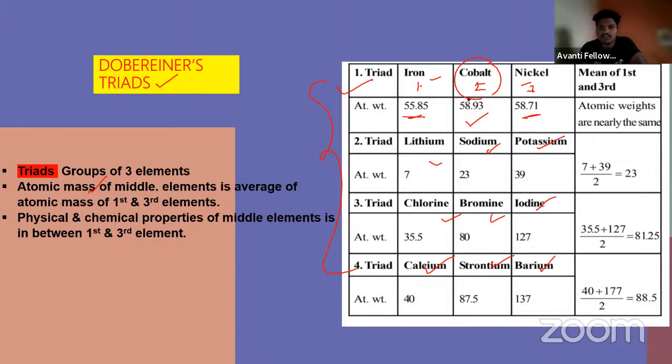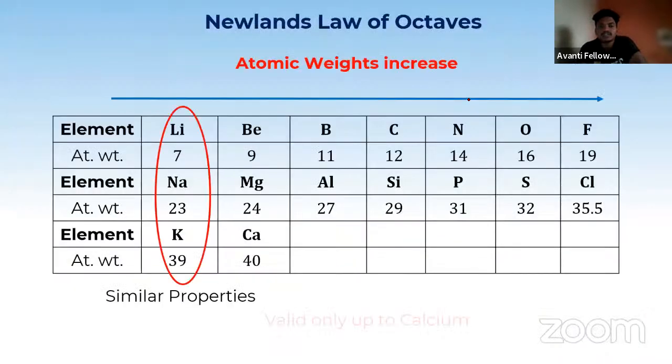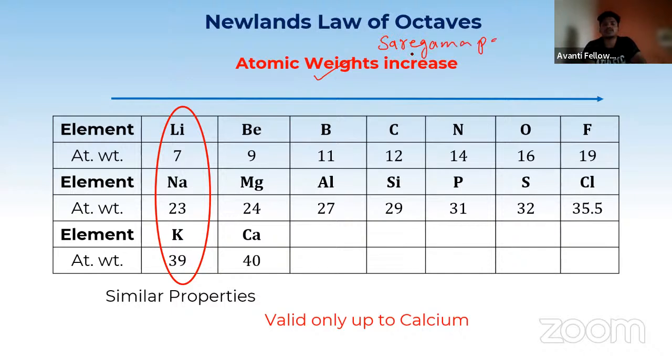Nothing much, nothing short. Next one is Newlands' octaves, or we can say Newlands' law of octaves. He also formulated the periodic table based upon atomic weights, so we can clearly say atomic weights increase. The periodic table as per Newlands has been formulated in the form of octaves. What is the meaning of octaves? Octaves are simply nothing but sa re ga ma pa. So every eighth element is the same.